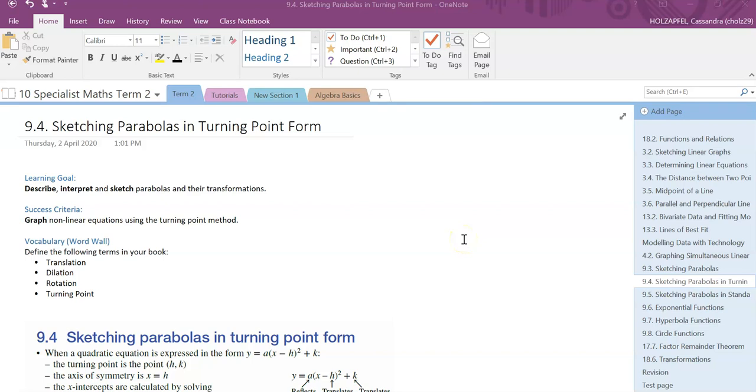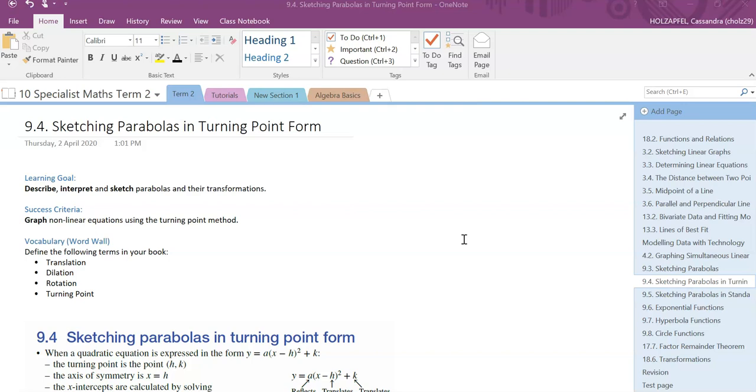Hi guys, welcome back. So today what we're going to be looking at is sketching parabolas in turning point form. If you haven't had a look at the previous videos on sketching parabolas, I would suggest going back and having a look, especially at that transformation video, because the stuff that we're going to do in this video is very similar, or very reliant, I guess I should say, on that previous video.